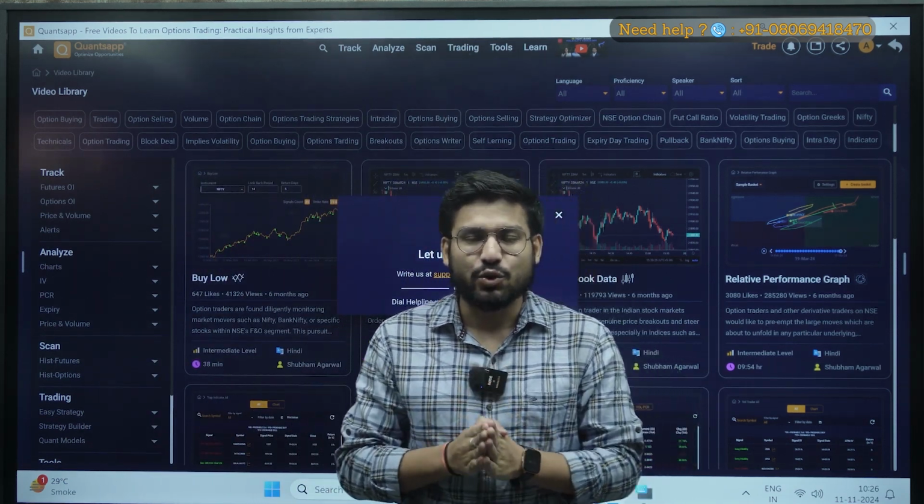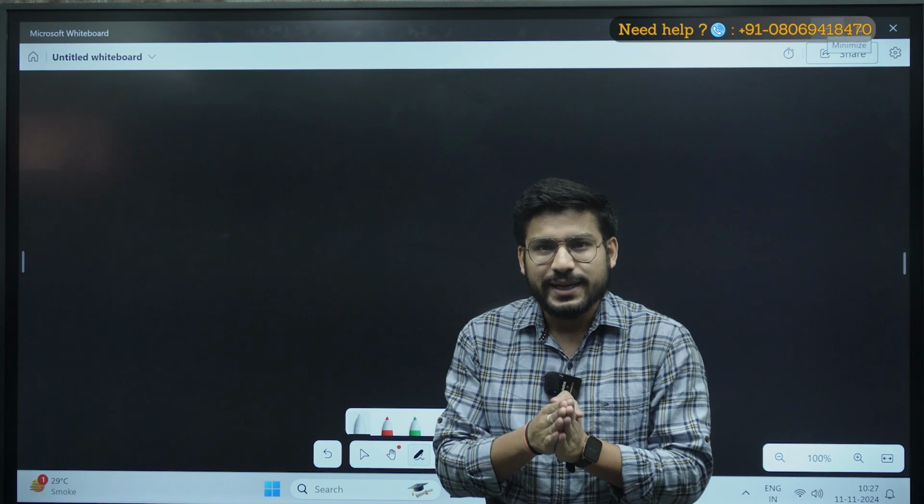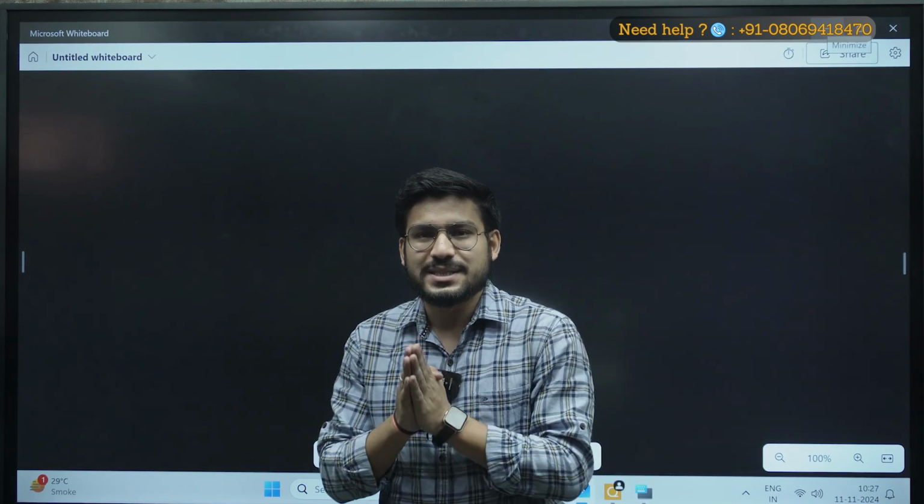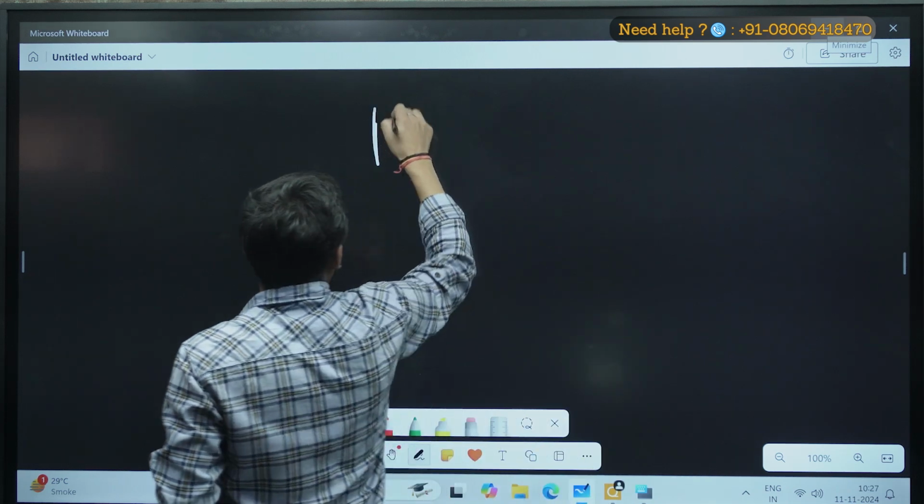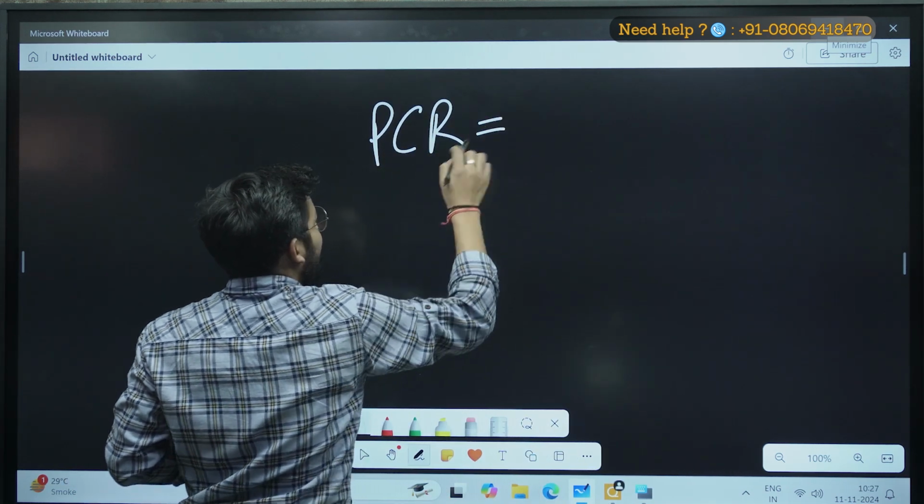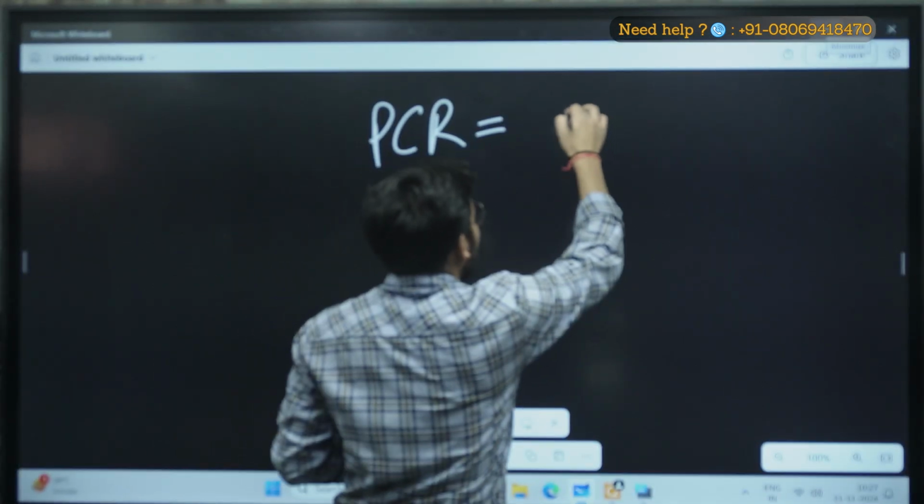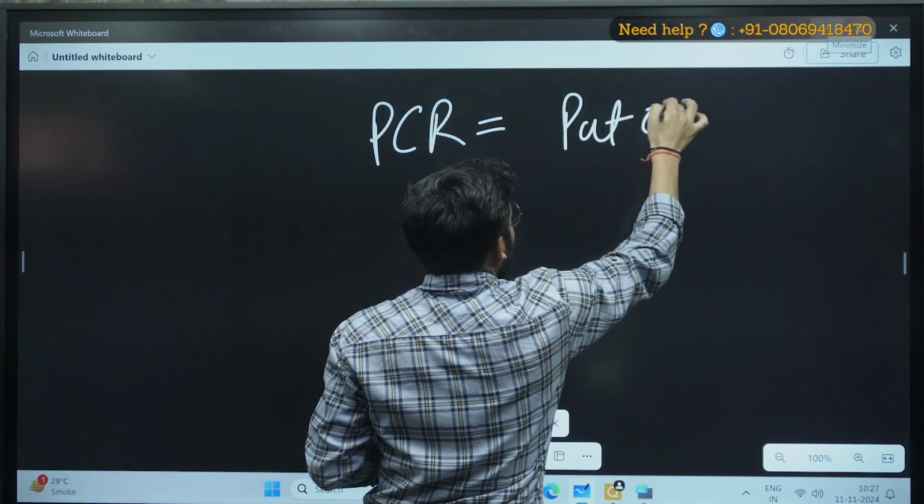Okay, so let's start today's session. Okay guys, so today that confirmation tool will be the PCR. Okay, so that is PCR and the full form of PCR is, as you guys know, put call ratio. Now whenever we are talking about put call ratio, it is something like put OI and call OI.